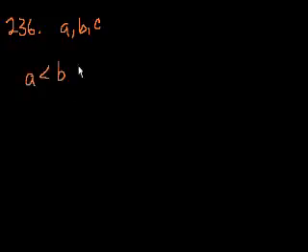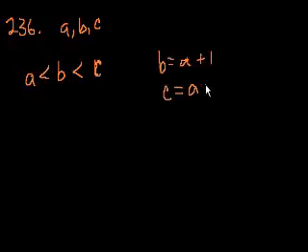Problem 236. If a, b, and c are consecutive positive integers, and a is less than b, which is less than c, which of the following must be true? Consecutive positive. So we could say that b would be equal to a plus 1, and c would be equal to a plus 2, or b plus 1. And of course, a is equal to a. I don't know if that helps. I just felt like writing that down.